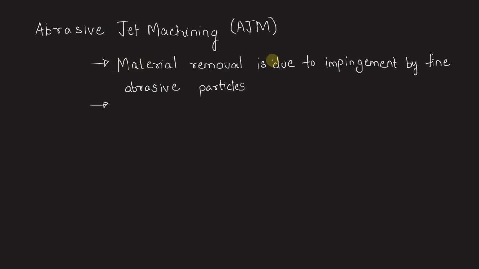Now in abrasive jet machining, which is nothing but AJM, the removal of material due to which cutting happens is due to the impingement by fine abrasive particles. So material removal happens because of the impact created by these fine abrasive particles, and they are being shot out of a nozzle in the airstream with high impact. This causes a brittle fracture on the material that is to be cut.